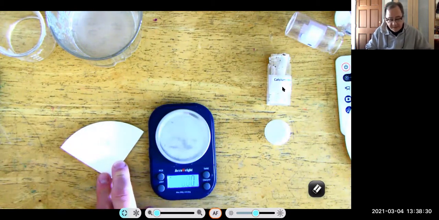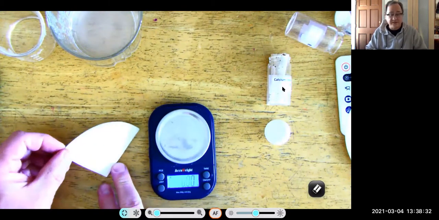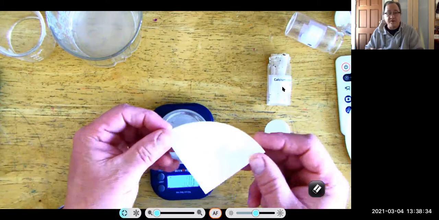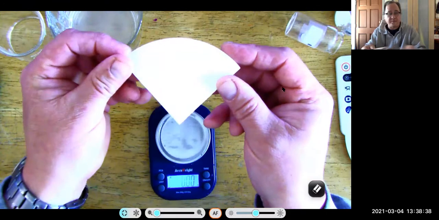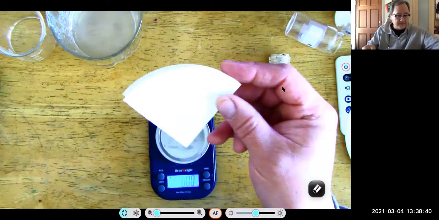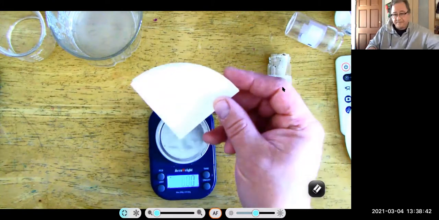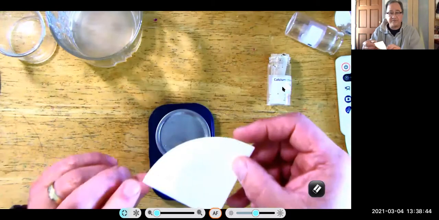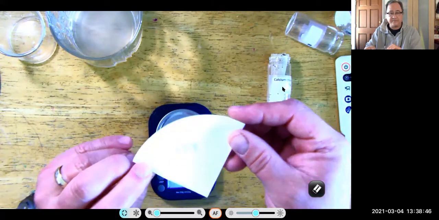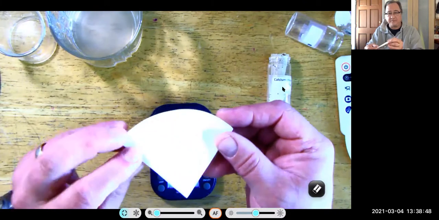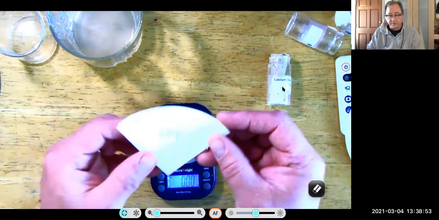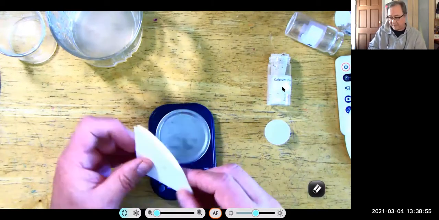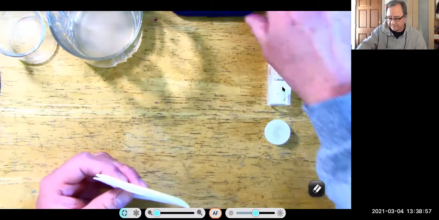If you do this in pen, it will be removed by the water. So let's see. There it is. You can see the number 1.35 grams. Let's see if that helps. No. All right. So with the filter paper, I'm going to put the balance away. I'm done with that for now.